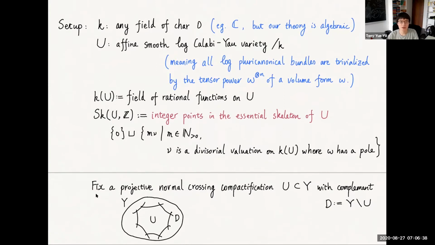And furthermore, we fix a projective normal crossing compactification Y of U with complement denoted by D. So we have U, some log Calabi Yau variety, some compactification Y, and the complement we denote by D.